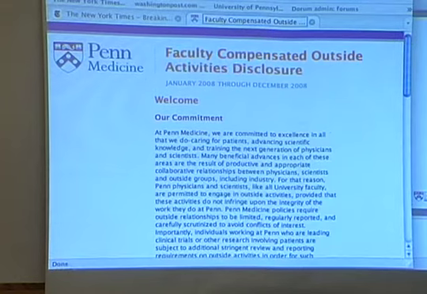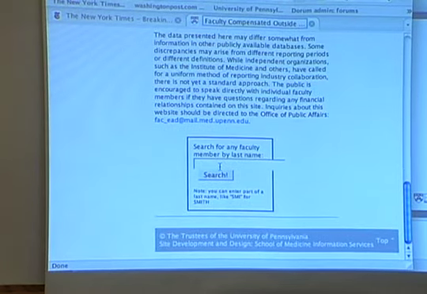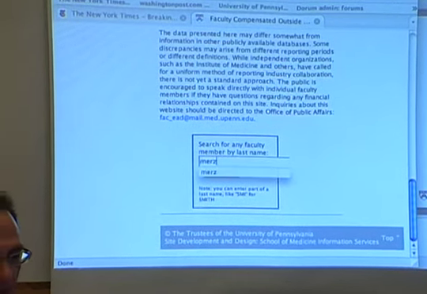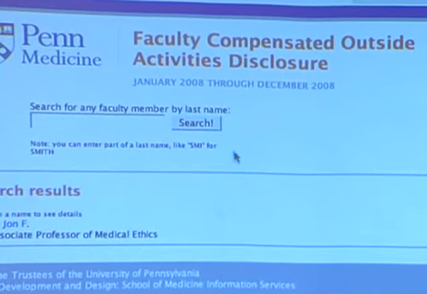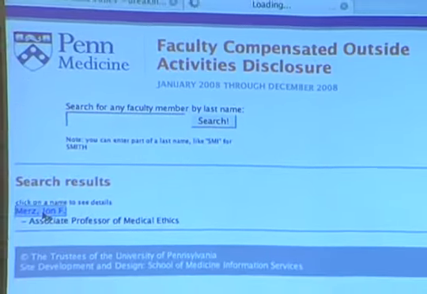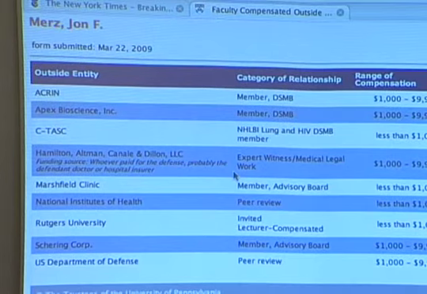Okay, there. So this is Penn Medicine's public disclosure of conflicts of interest. You can search for somebody, and I'll search for me. I don't want to out anybody else. This started last year, and there I am. Every year, it will put up what we've done in the past year. It literally says what the range is. The ranges are fairly large.